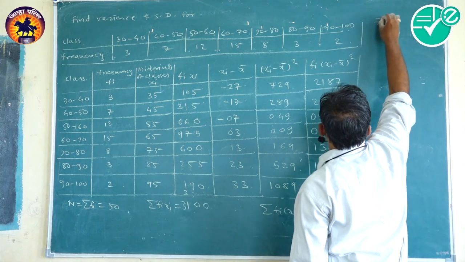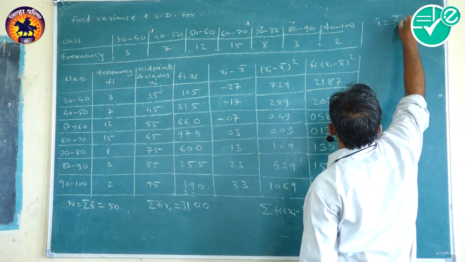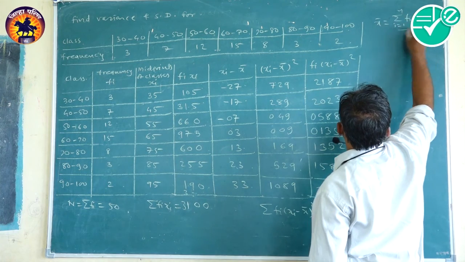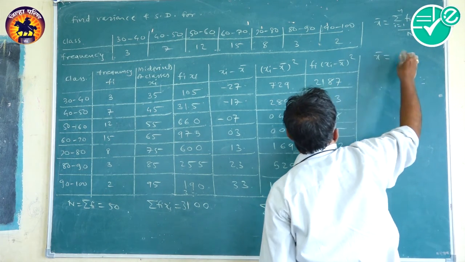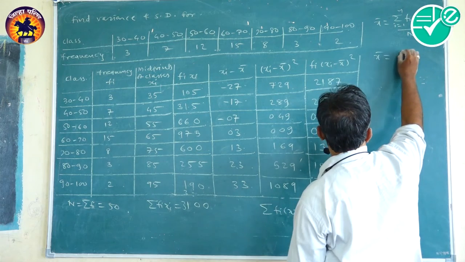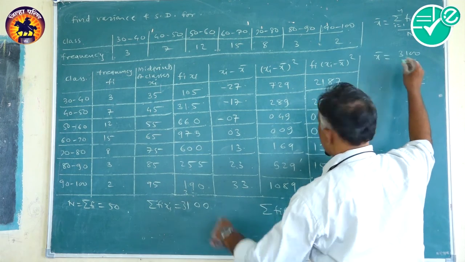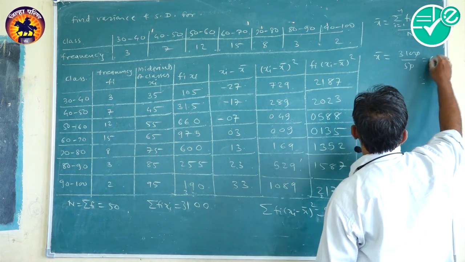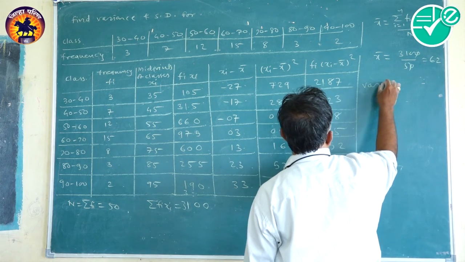Earlier we got the mean. How did we get the mean? Sigma i equal to 1 to n fi xi divided by capital N. So x bar is equal to, that sum was 3100 divided by n was 50, and that's why it was 62. Now variance.